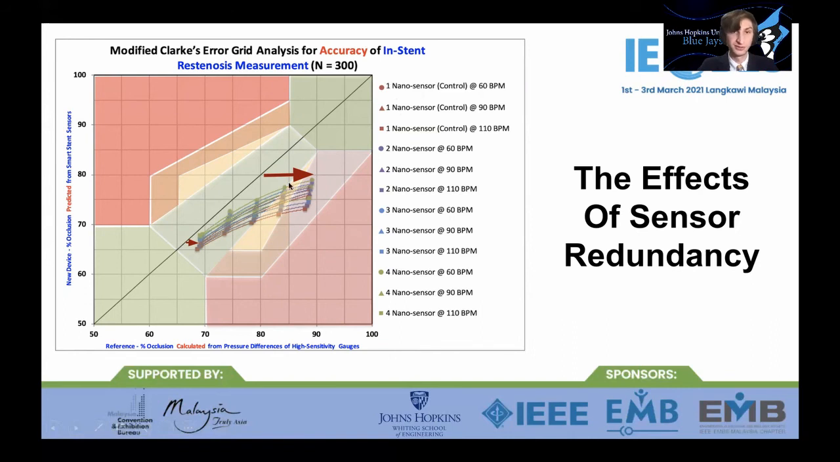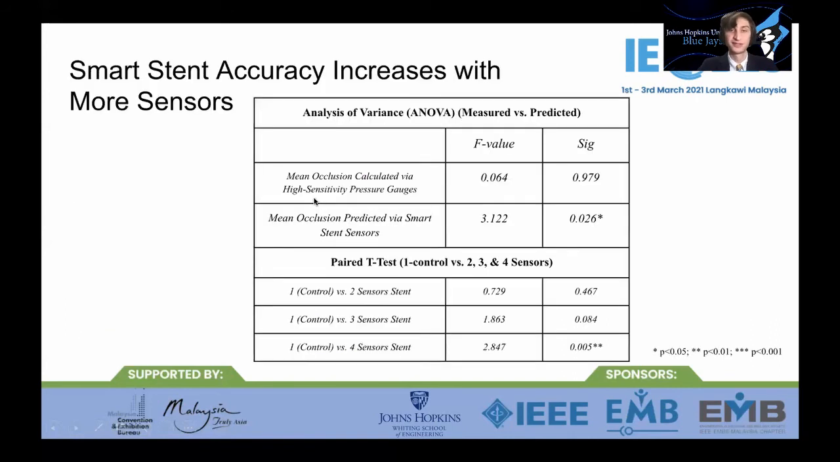To verify this, I used statistical analysis to see if there was a significant difference and found that among the smart stents, there was a significant difference in the amount of occlusion predicted, specifically between the 1 sensor, so that's the control based off the current model, versus the 4 sensors model. The data suggests that increasing the number of sensors tends to increase the accuracy of this device.